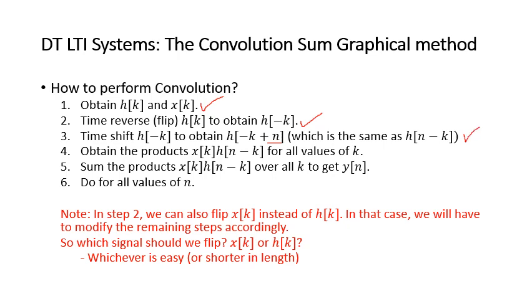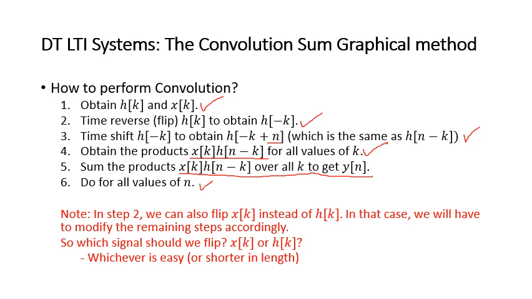The fourth step is to obtain the products of x of k and h of n minus k for all values of k. The fifth step is to sum the products over all k to get y of n. And the sixth step is to repeat these steps for all the values of n, so we obtain y of n.